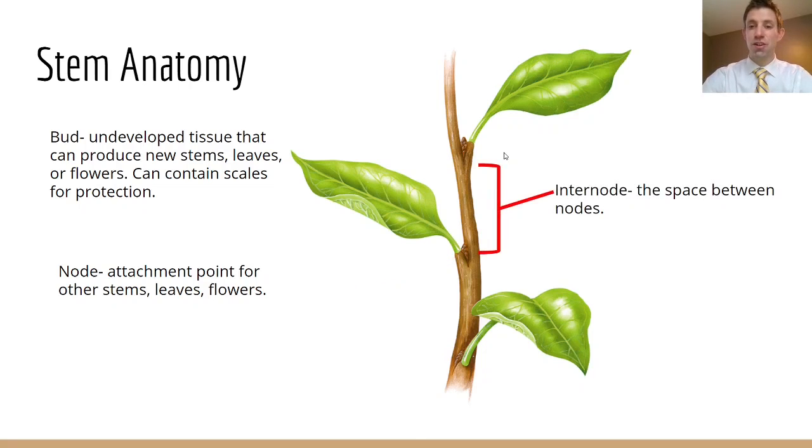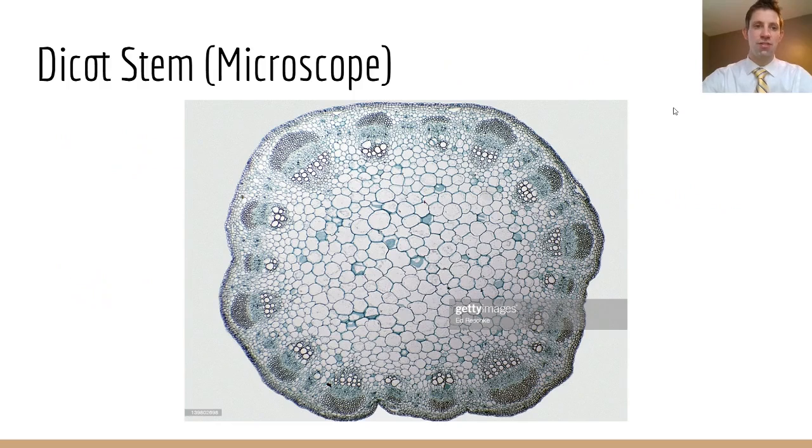And then finally, an internode. Inter means between. Node is the attachment point. So an internode is just the space in between nodes. So all of this space right here in the stem, that's the internode. Those are the major external anatomy portions of the stem. Let's take a look inside.